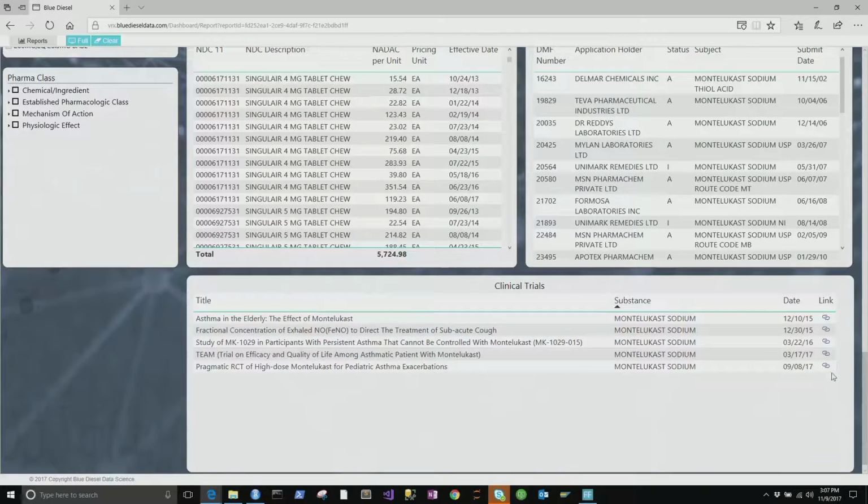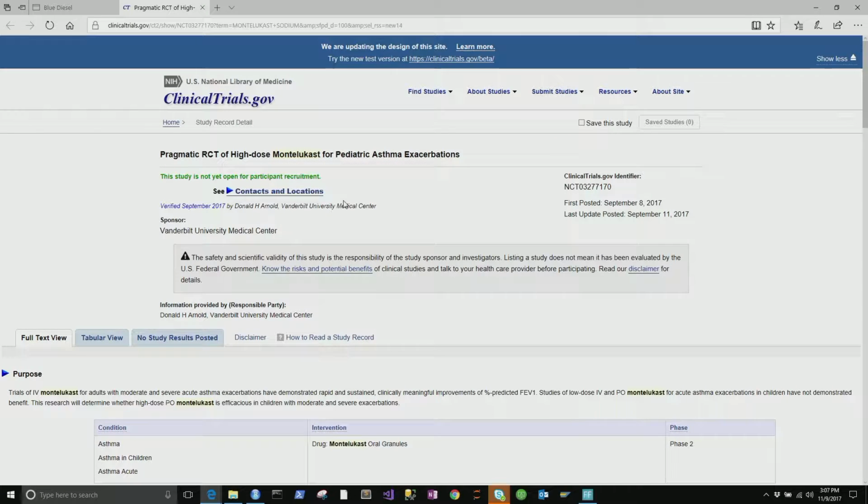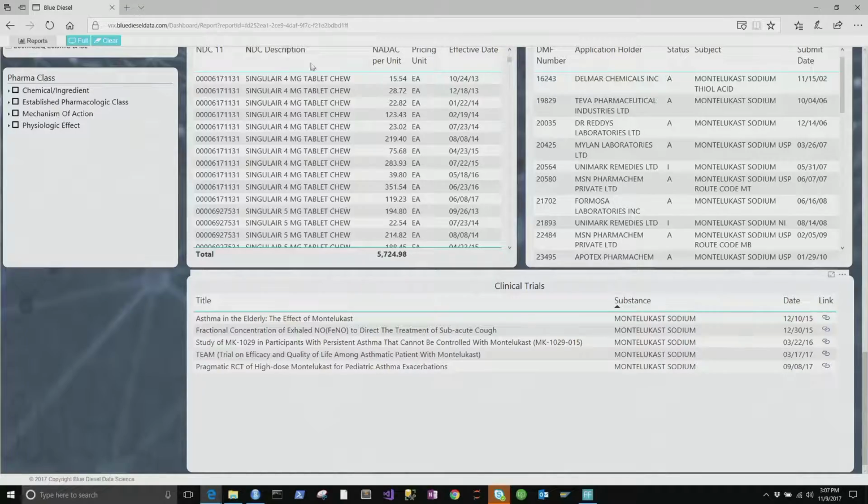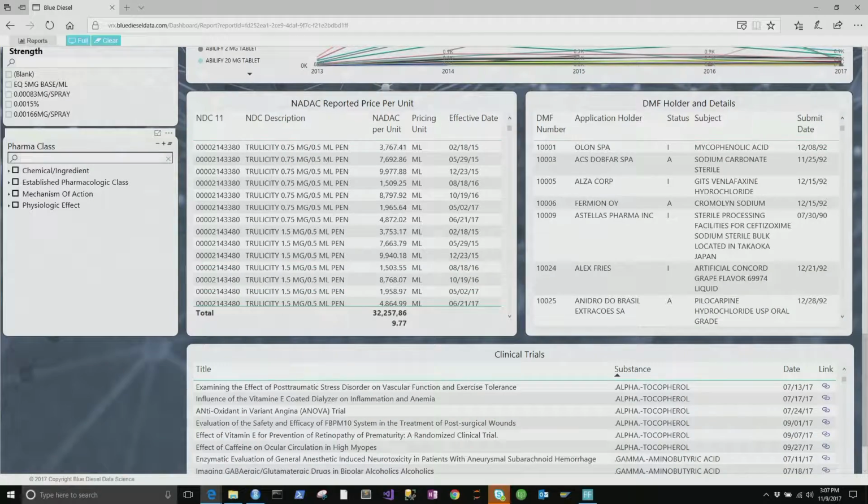And finally, if you're interested in clinical trials, these are the reported clinical trials going back to 2015. So, for instance, you can just click on a link here, and you can read the paper on that particular clinical trial. So that's one scenario.